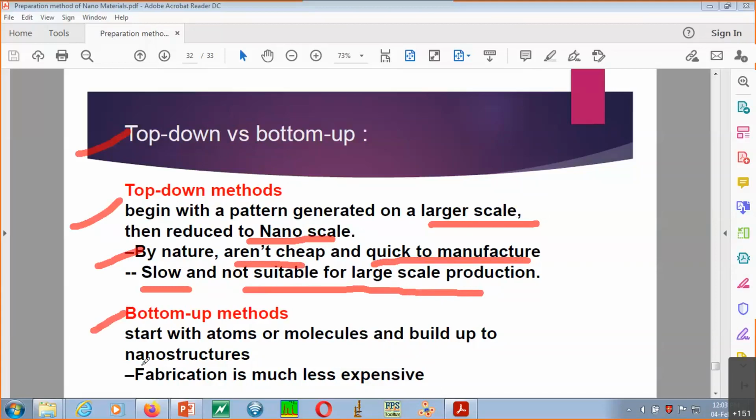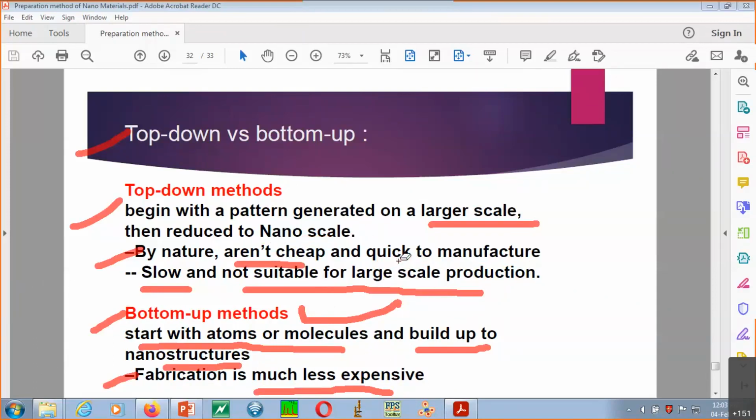But bottom up you see, it starts with the atoms or molecules, and then you have to come to the nanostructures level. Okay, so that is the main approach we are following in this, and this fabrication part is much less expensive compared to the top down. So that is why we generally prefer the bottom up approach. Okay, so it is not that you cannot go for top down, you can go for that, but generally looking at this criteria, one can prefer this bottom up approach. Okay, and I think we have covered everything.